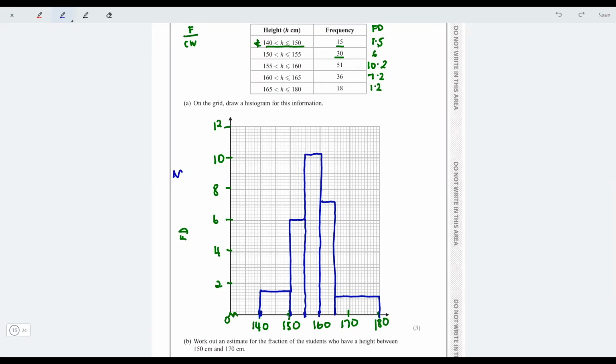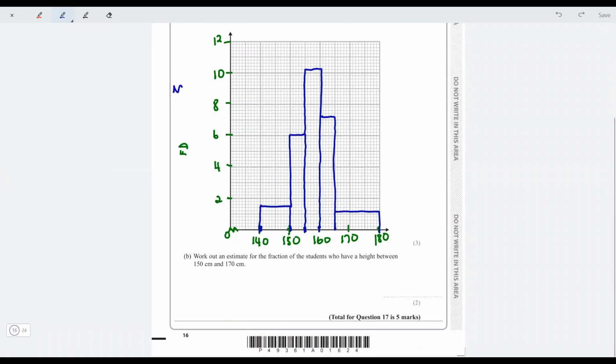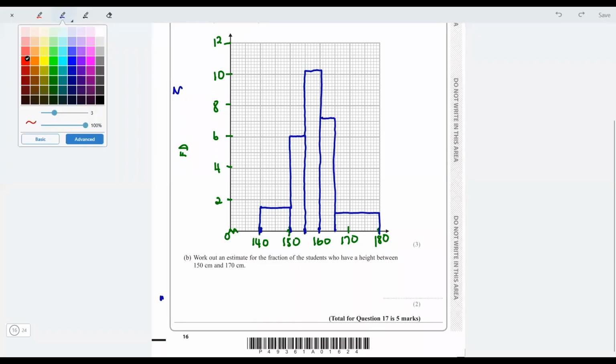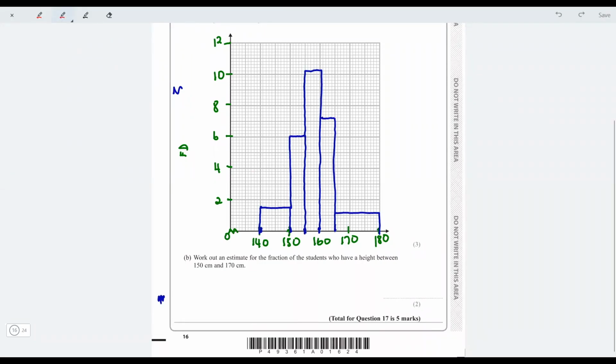The next bit is always the tricky bit, because you always have some pretty difficult questions with histograms. So this one says, work out an estimate for the fraction of students who have a height between 150 and 170. So let's get a different color pen. Let's do red. Right, there we are. So from 150 to 170, that's what I want.